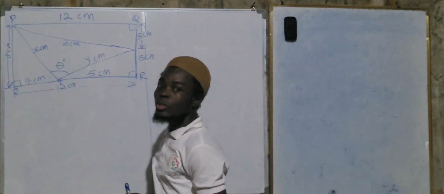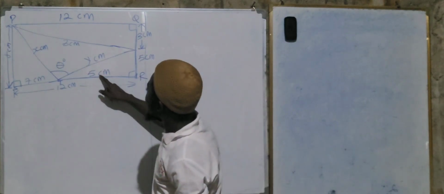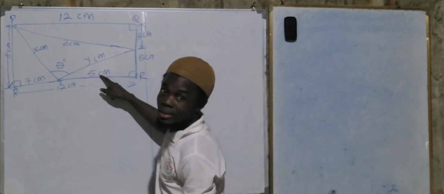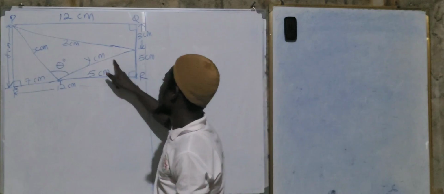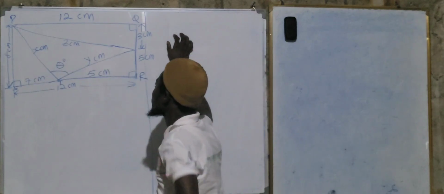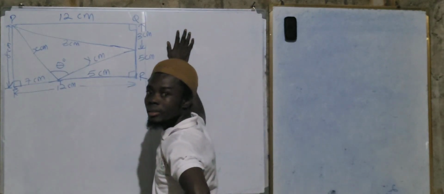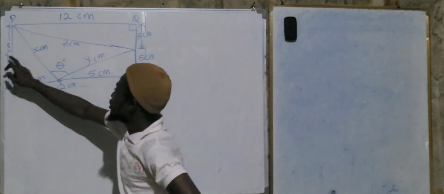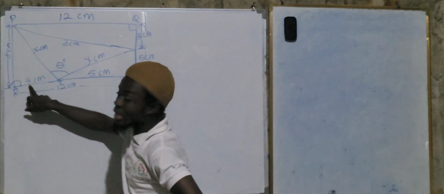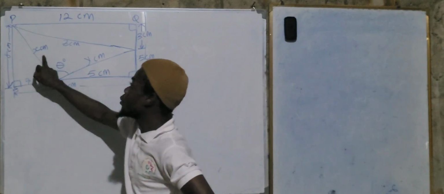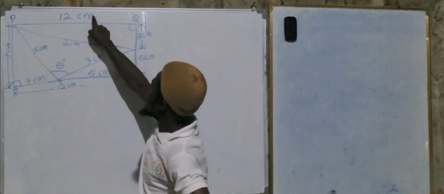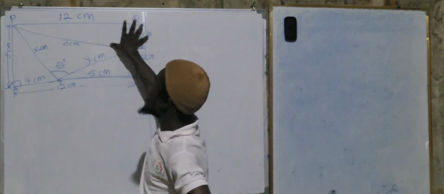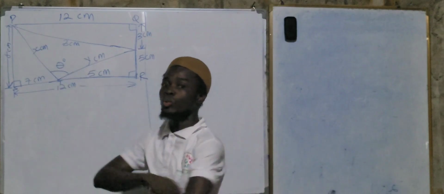Are you okay now? So you can tell now, this side here has how many distances? 3 distances, right? 2 are known and the 1 is unknown. Are you okay here? Also, this side here has how many distances? 3 distances, 2 are known and 1 is unknown. This one as well has 3 distances, 2 known, 1 unknown.